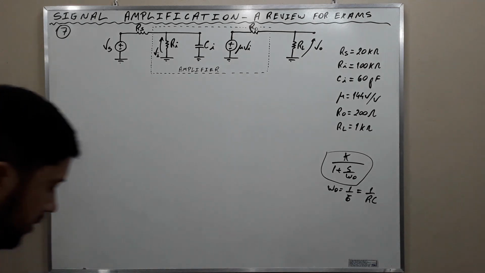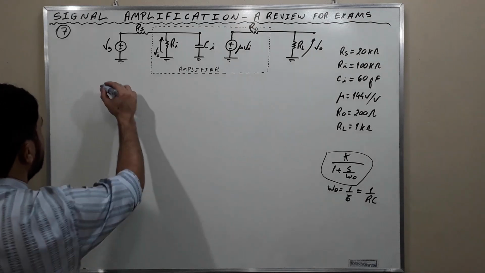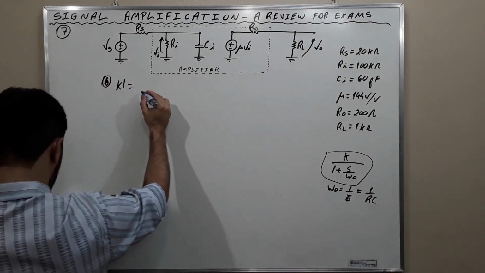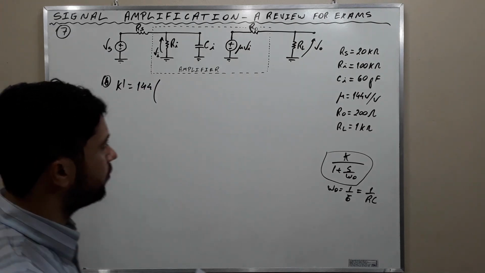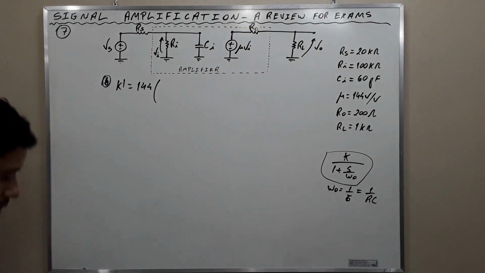Alright, what did letter B want? Calculate the values of the DC gain, the 3 decibels frequency, and the frequency at which the gain becomes unity. Alright, we're going to simply substitute the values for letter B. K prime is equal to 144, okay, 144 is the amplification factor.